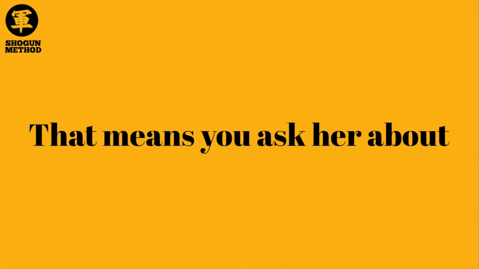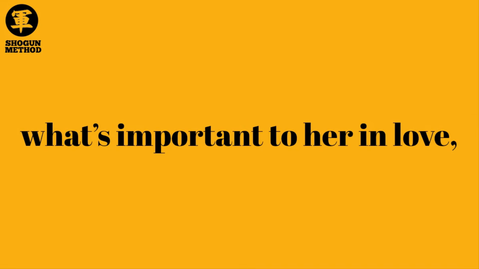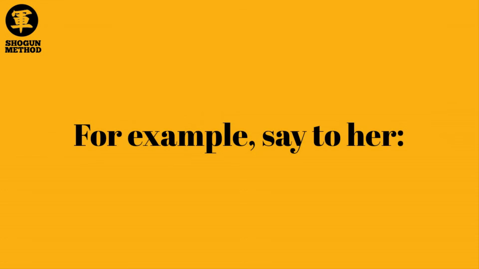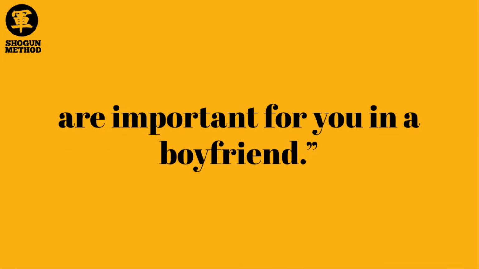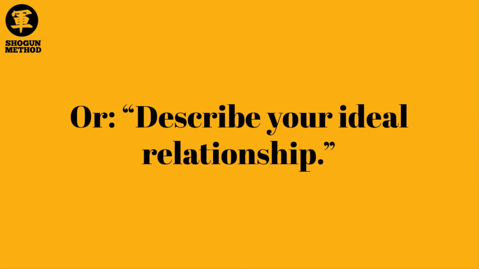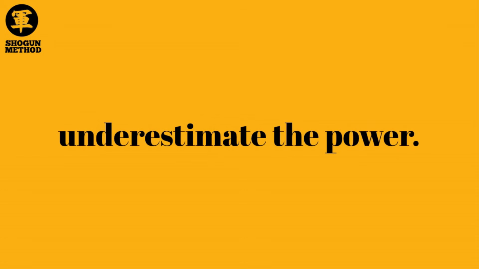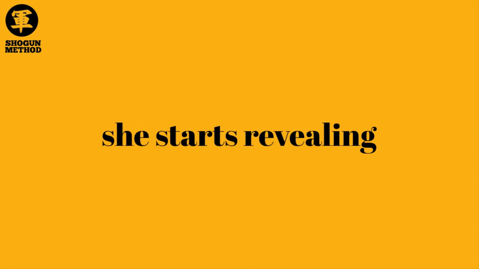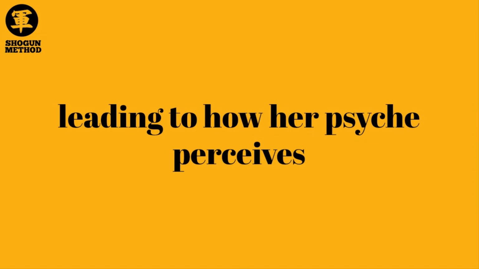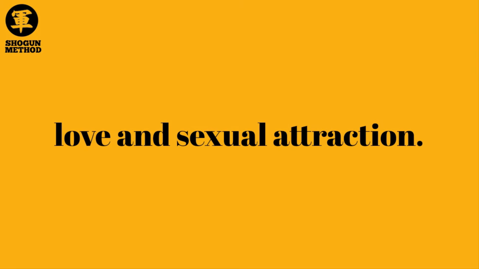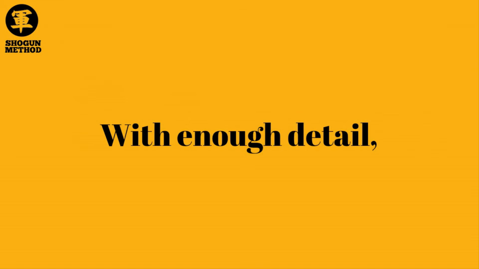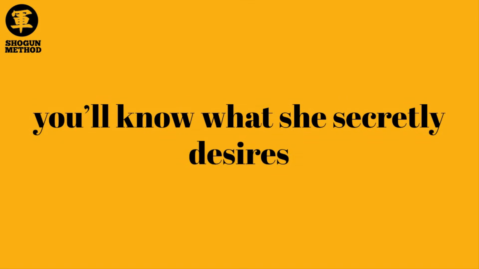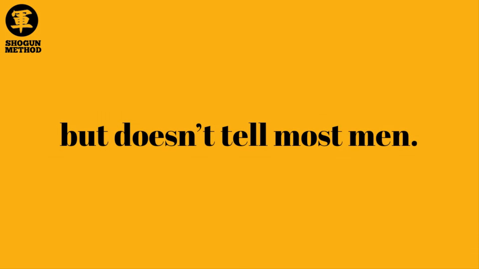That means you ask her about what's important to her in love, dating, and relationships. For example, say to her, "So, tell me what qualities are important for you in a boyfriend." Or, "Describe your ideal relationship." Sounds simple, but don't underestimate the power. When you ask these questions, she starts revealing her sacred values, leading to how her psyche perceives love and sexual attraction. With enough detail, you'll know what she secretly desires, but doesn't tell most men.